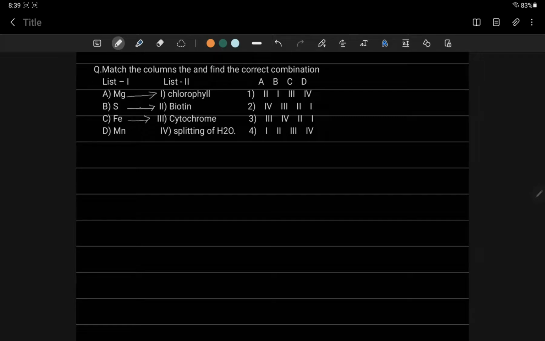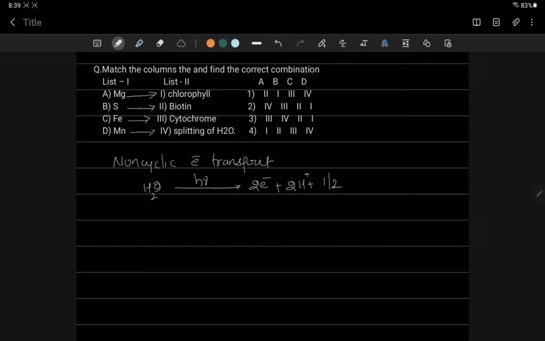Cytochromes are electron carriers of different kinds, like cytochrome B, cytochrome C, cytochrome A, cytochrome A3, present in metabolism. And manganese is present in splitting of water. If we see non-cyclic electron transport, that is during the light reaction of photosynthesis, we find that the water molecule is split. In the presence of sunlight, the water molecule is split into 2 electrons, 2 protons and half O2.